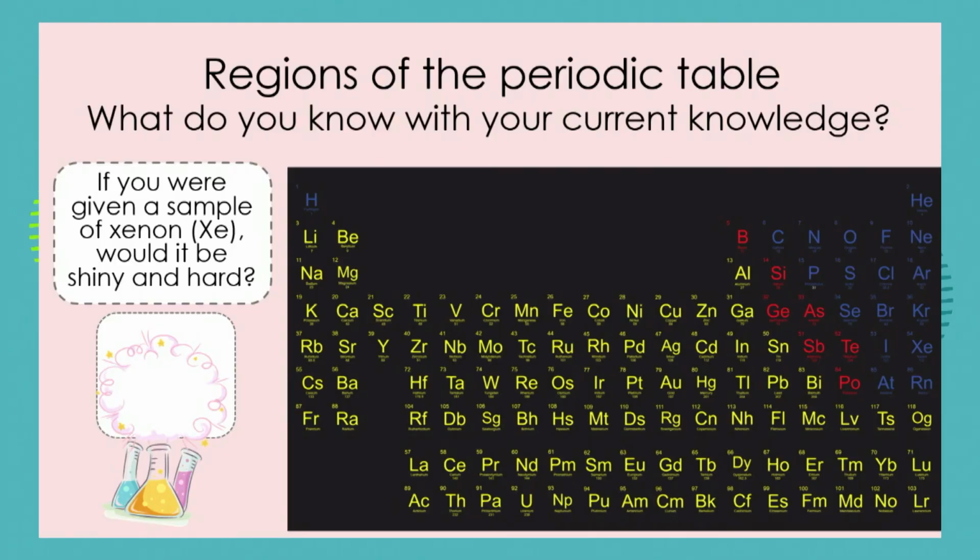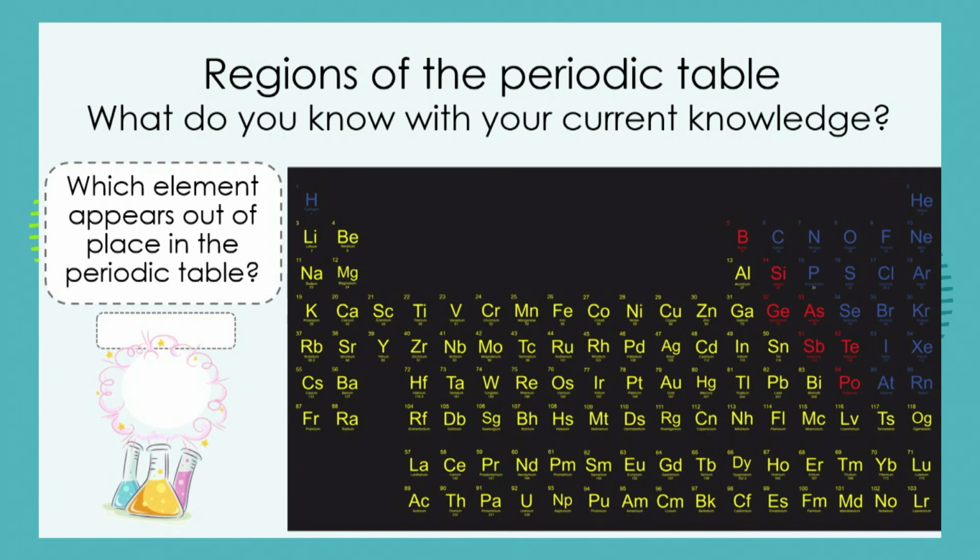If you were given a sample of xenon, and that's the chemical symbol for xenon, would it be shiny and hard? Well, let's look for xenon on the periodic table. We can go along the different periods, down the different rows, and there we have it, xenon. Would it be shiny and hard? Well, remember that shiny and hard are properties of metals. No, this is a non-metal, so it would not be shiny and hard.